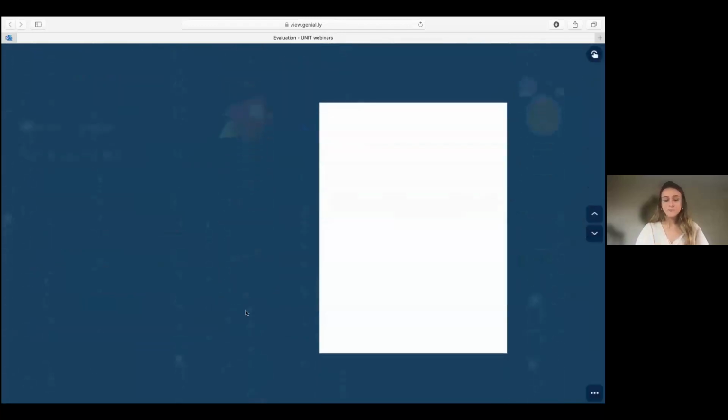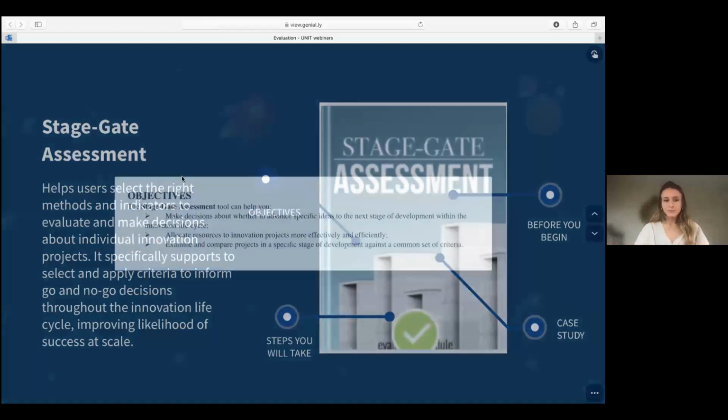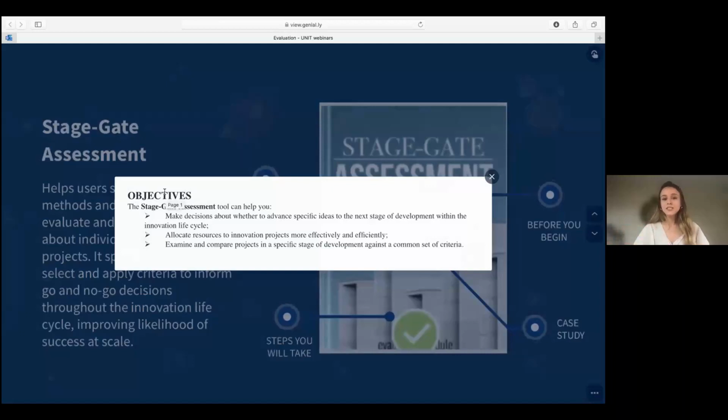The second tool is the stage gate assessment. This tool, I personally really appreciate this tool as it gives support in order to determine specific indicators, specific methods to evaluate an individual project throughout its life cycle. And this specific tool supports to both select and apply criteria to inform go and no-go decisions. And the objective of this tool is to make decisions about whether to advance specific ideas to the next stage of development within the innovation life cycle.